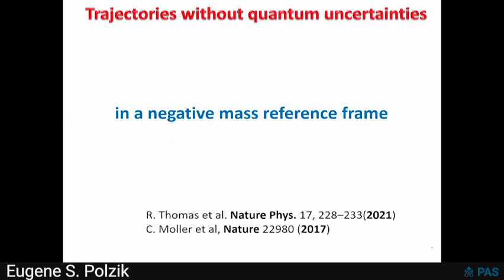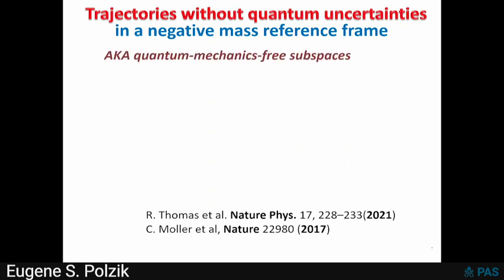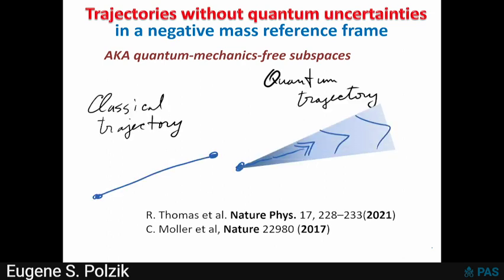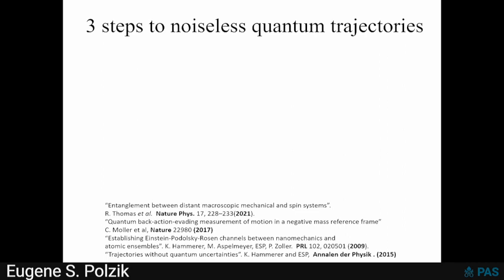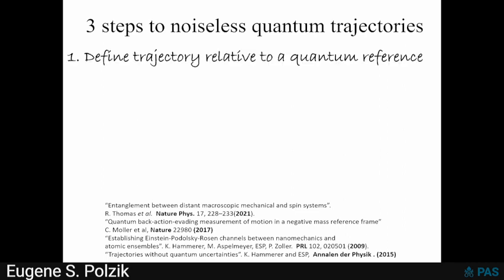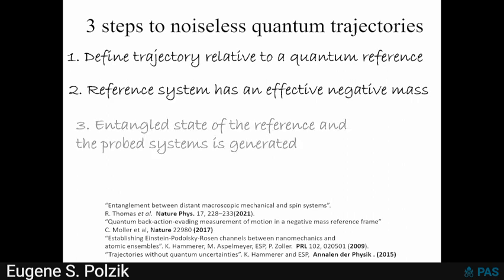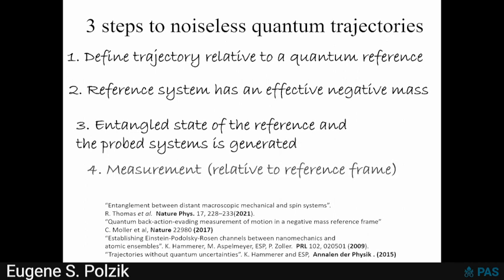So we call it trajectories without quantum uncertainties in a negative mass reference frame. It's also called quantum mechanics-free subspaces by Carl Caves and co-workers. The idea is that we want to make a quantum trajectory look like a classical one. Three steps towards this wonderful goal. You need to define the motion relative to a quantum reference. This reference should have an effective negative mass, whatever it means. And we need to create an entangled state of the reference and the probe system. And then we can make a measurement relative to this reference frame with unlimited accuracy in its trajectory.